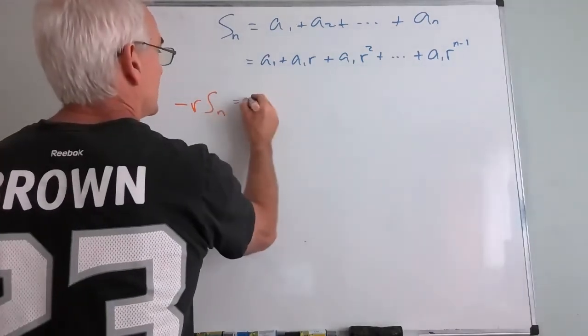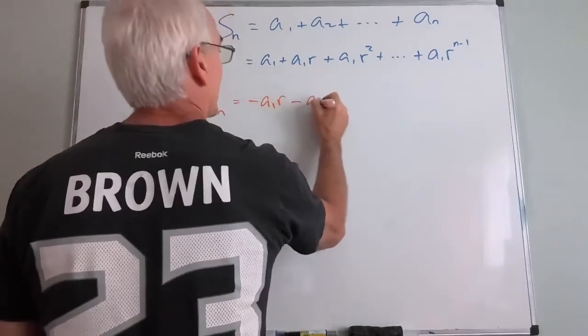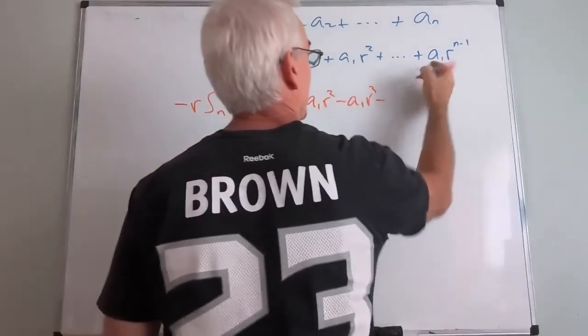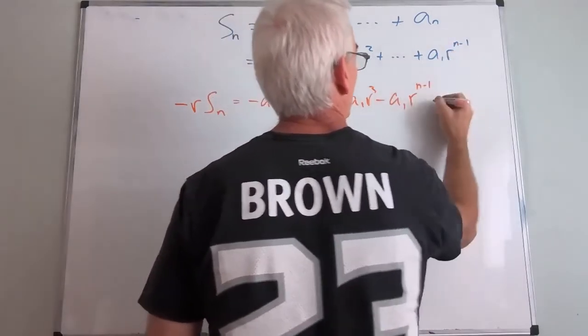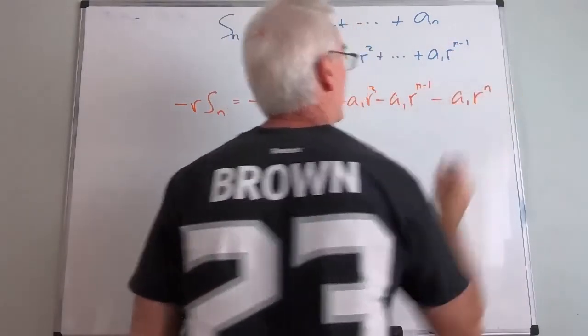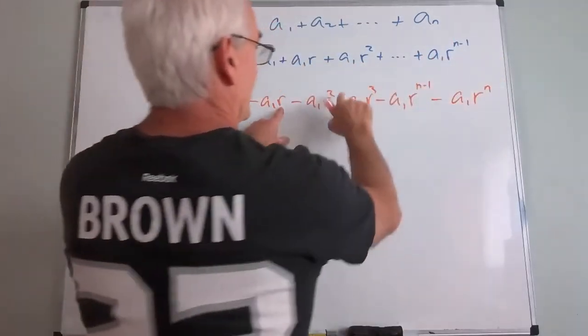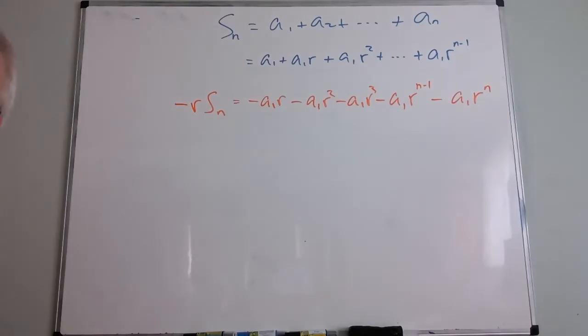Well, wouldn't that be negative A1R minus A1R squared minus A1R cubed? The second to last term would now be minus A1R to the n minus 1, and then that one would be minus A1R to the n. I just multiplied every one of these by negative R, so my exponents all increased by 1. Okay. Why would I want to do such a crazy thing?